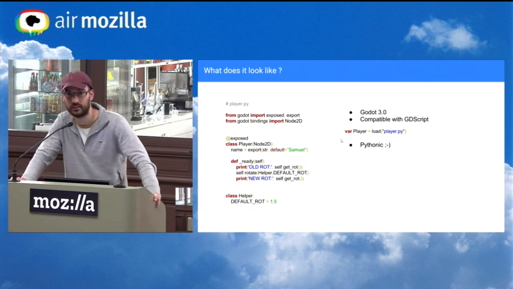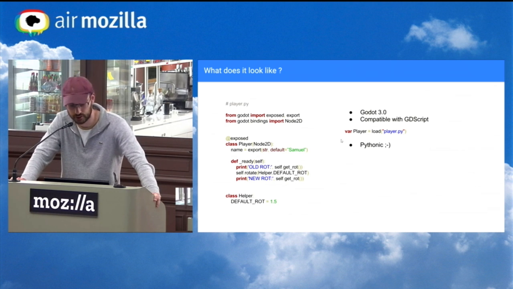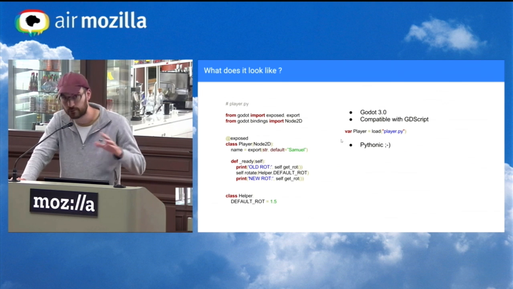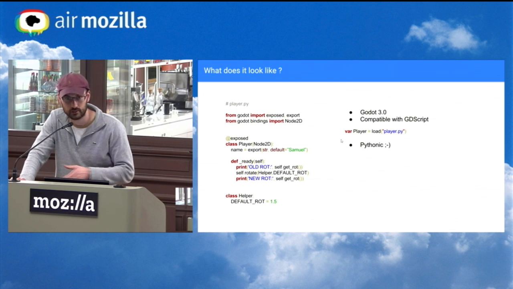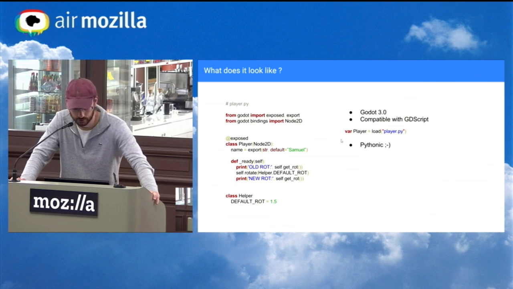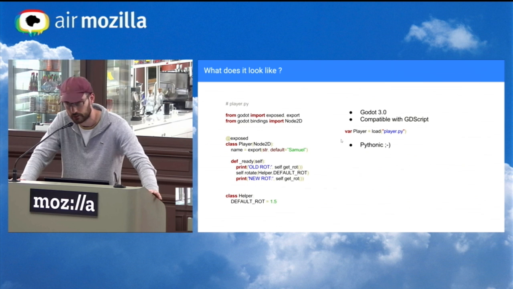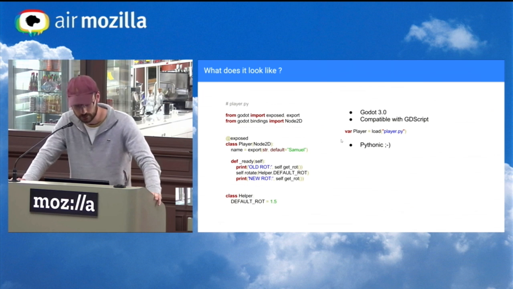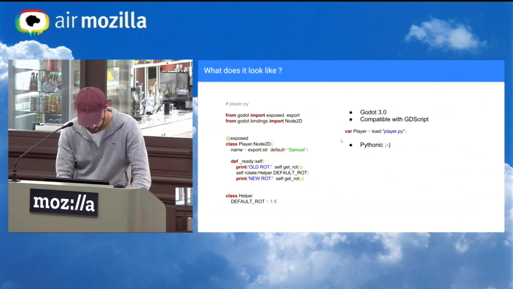So what does it look like? It's really similar to GDScript. The main difference is that in GDScript, as you may know, one file equals one class. So you don't have functions, you only have methods. In Python, of course, in one file you can have global variables, functions, and you can create classes.